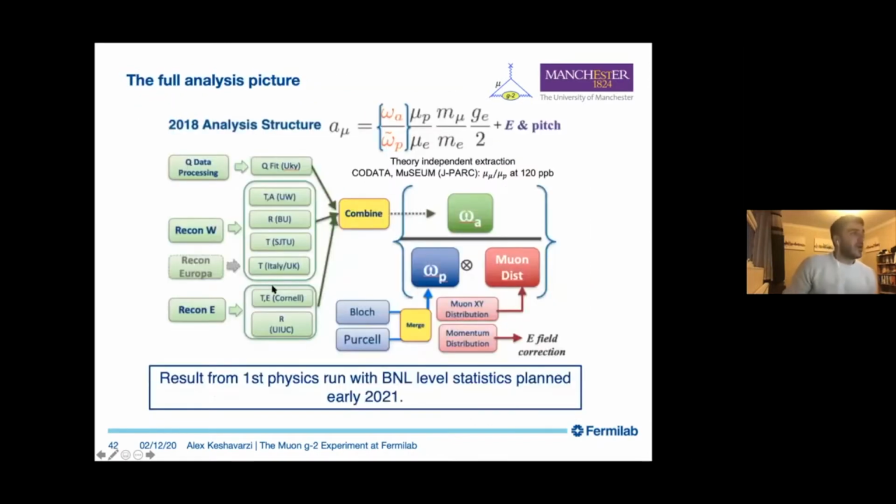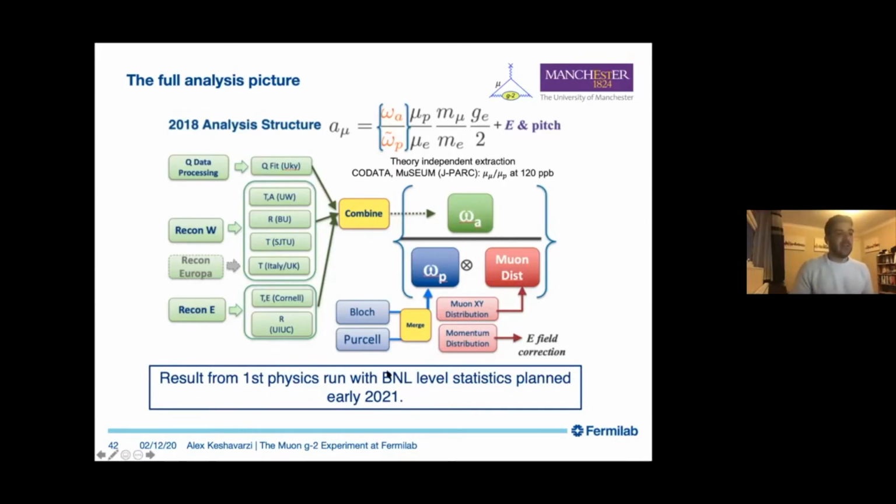Now I'm coming quickly to the end, which is a good thing because I know I've overrun slightly. We want to get onto this tour, but this is just an idea of the analysis structure. You can see that we have many groups that are independently analyzing the data to get the spin precession frequency. We have different methods, and the methods are susceptible to different systematics, and that's good because they can all work as cross checks of each other. So they're going to be combined into one number, this omega A value.